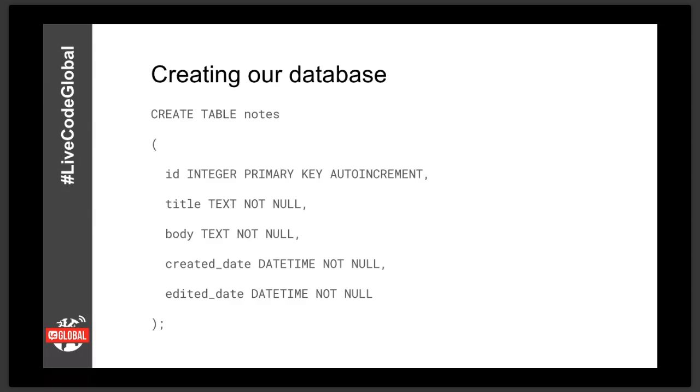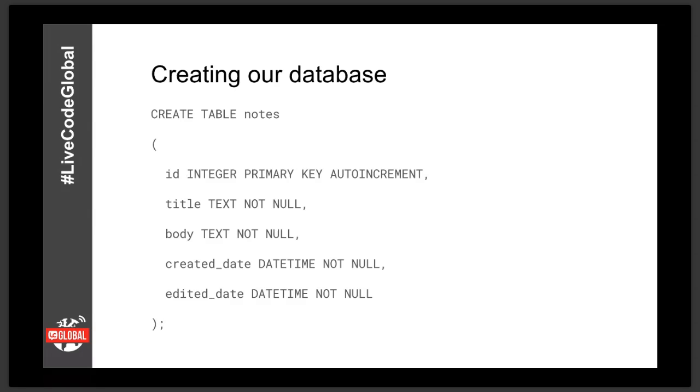Pretty much all types in SQLite are the same. They're all essentially stored in the same way, but there is a superficial layer on top which allows you to differentiate between numeric types, text types, and date types. You'll notice the created date and the edited date are stored as date times. As I've said, they're essentially the same under the hood, but the superficial layer lets you know that the created date is a date time, the edited date is a date time, whereas the title and the body are pure text, and the ID is an integer.